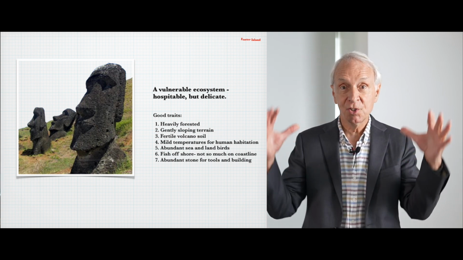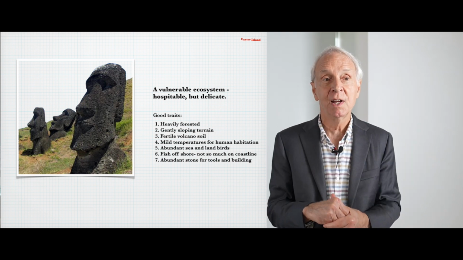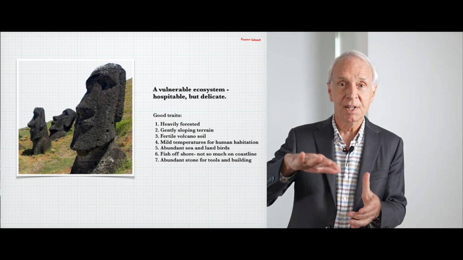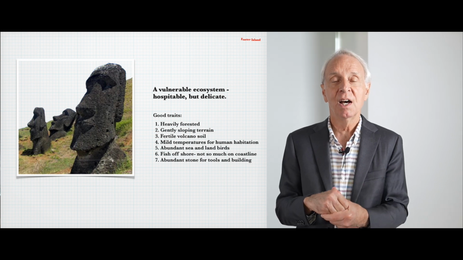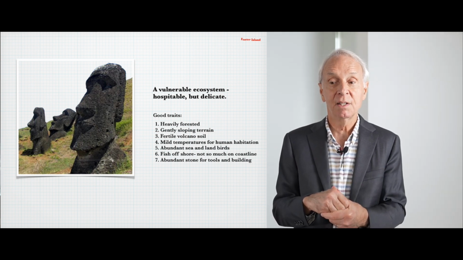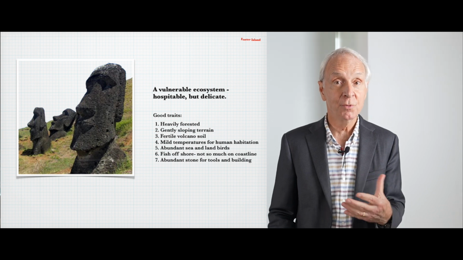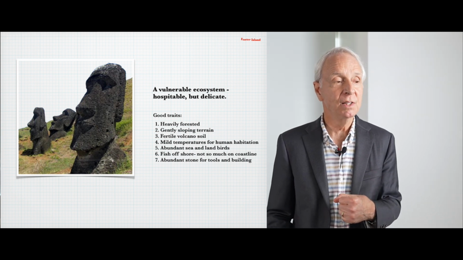So there were land birds that roosted in the trees that were there, and they were a good source of food. And there were also seabirds who would periodically come and make a nest there on the island. And they, again, were a source of food, both for eggs and for meat as well.